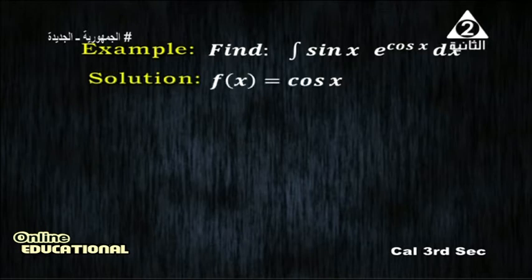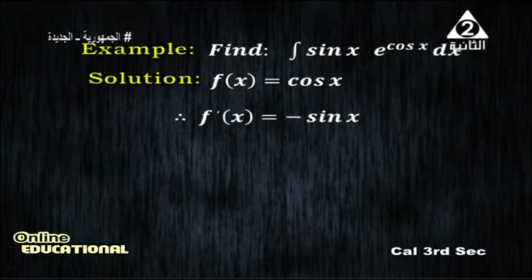Another example, find the integration of sine x multiplied by e to the power cosine x dx. Now, what is the power? The power is cosine x. Then f of x equals cosine x, and the derivative of the power is f dash x equals negative sine x.